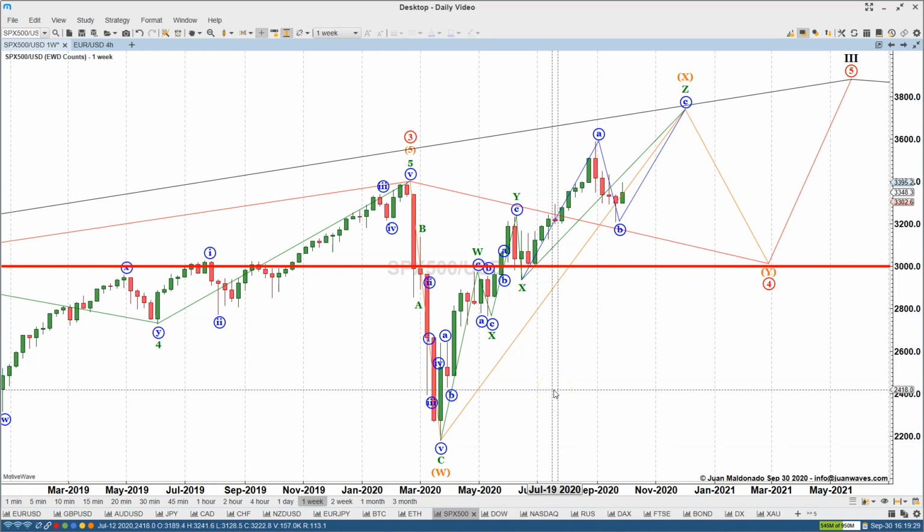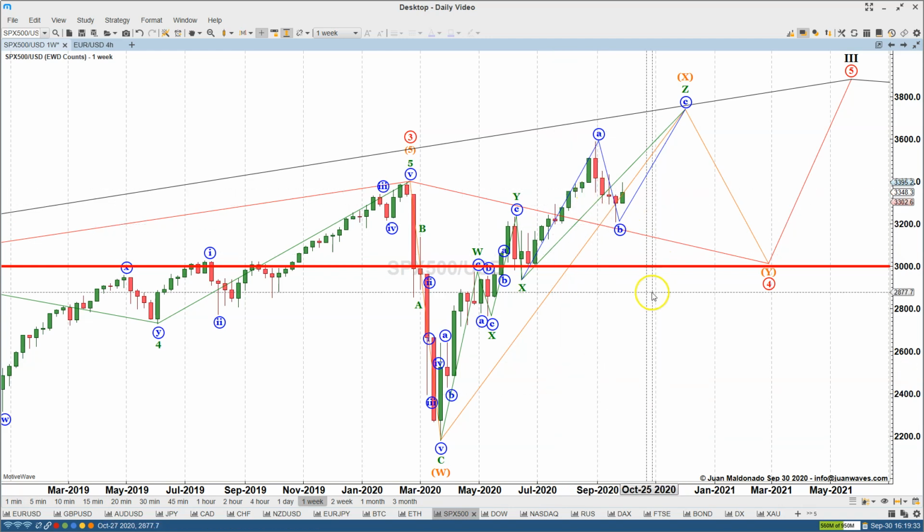This is an update on the S&P. I'm going to go through the price action analysis with Elliott Wave and a volume profile.